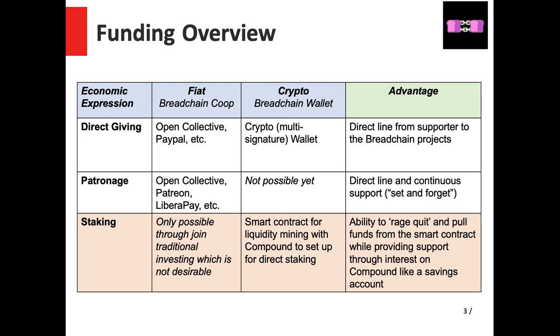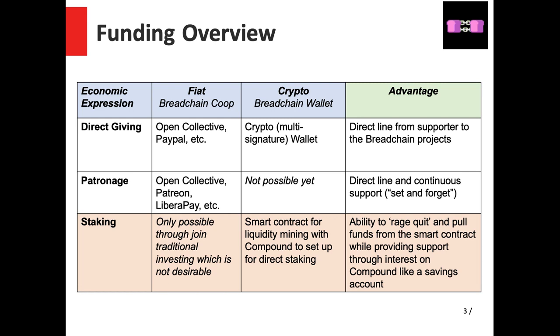So this is the whole point of the Breadchain crowd staking protocol, where we have a smart contract which forwards your DAI, which is a US dollar backed stablecoin, into the Compound lending pool, and all of the interest that's generated from your DAI is given to the cooperative.